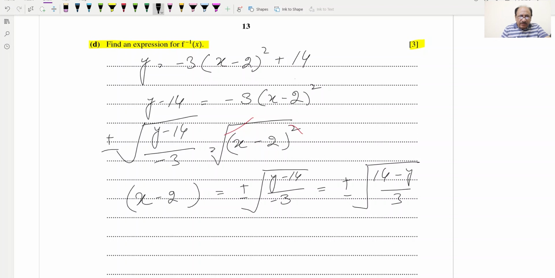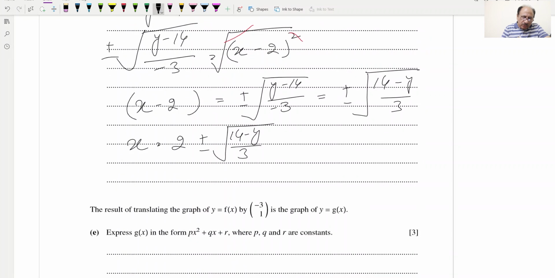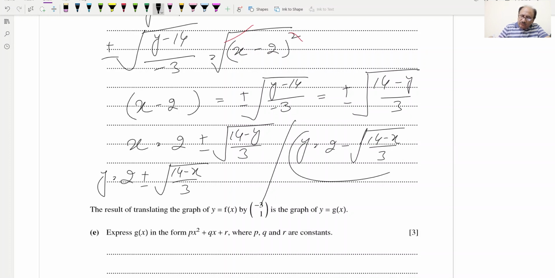Now we can write the x value. We can shift minus 2 to the other side, so x will be equal to 2 plus minus square root of (14 minus y) over 3. Now we can swap y, so y will be equal to 2 plus minus square root of (14 minus x) over 3. So our answer will be y is equal to 2 minus, only we will take, square root of (14 minus x) over 3. This will be our answer.